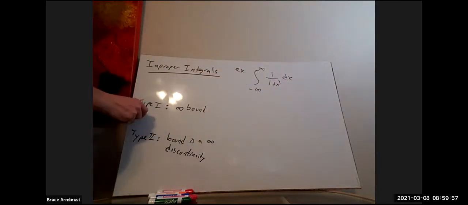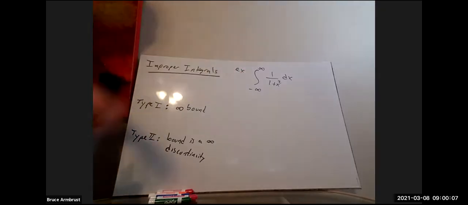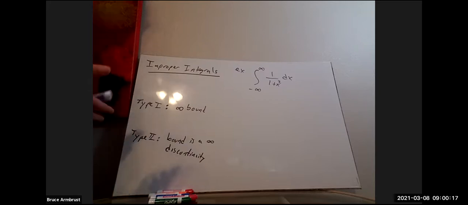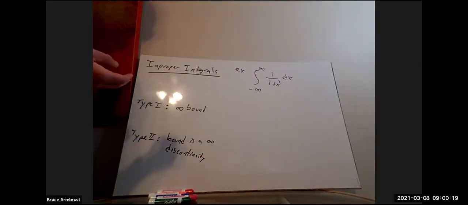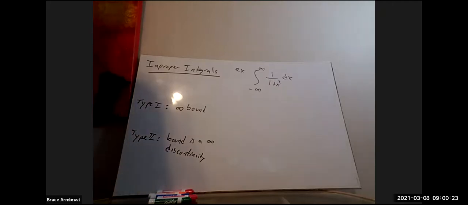All right, so this is that type 1. The trick to these, what we did was we basically said, well, I can't go to infinity, but I could go to some number, call it, say, b, and I could evaluate it out to a certain point, and then we could just let that point go to infinity, right? So this is the trick. This is what we did.